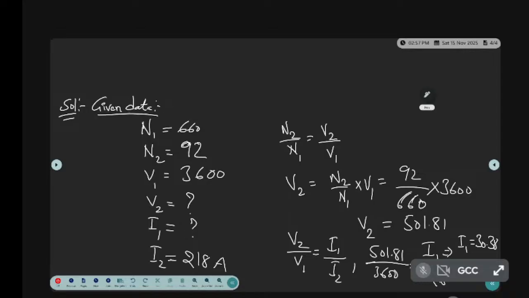Okay, next we will move to the induction motor. What is the other name of induction motor? Rotating transformer. The principle is same. Primary winding, secondary winding. So two windings are available.